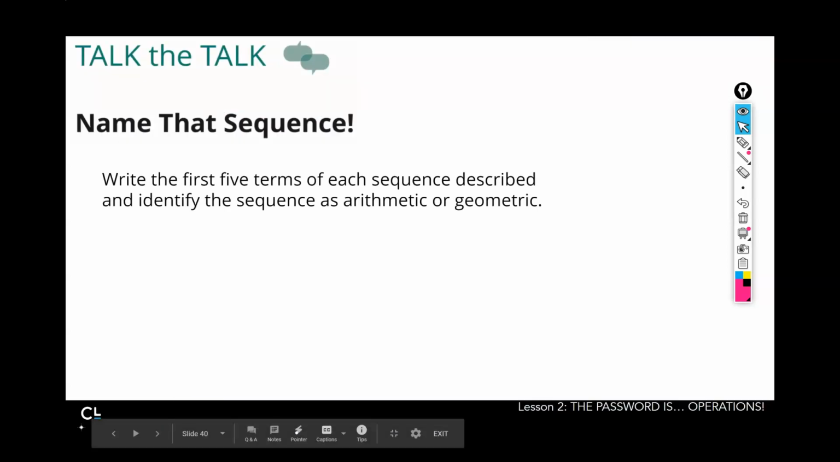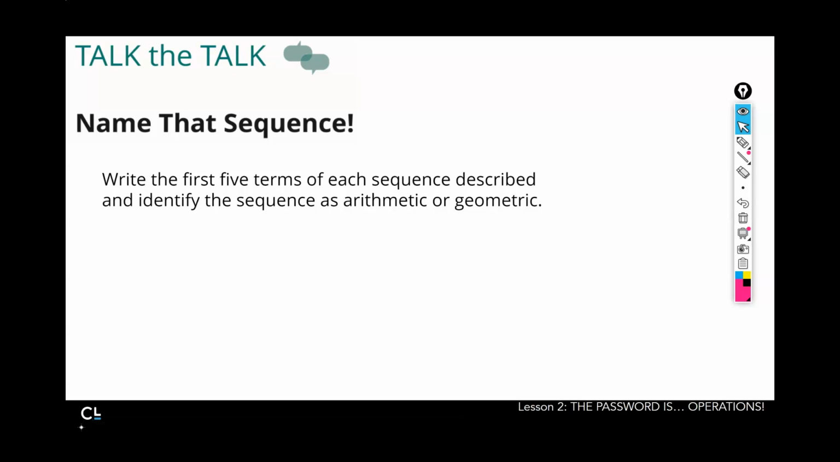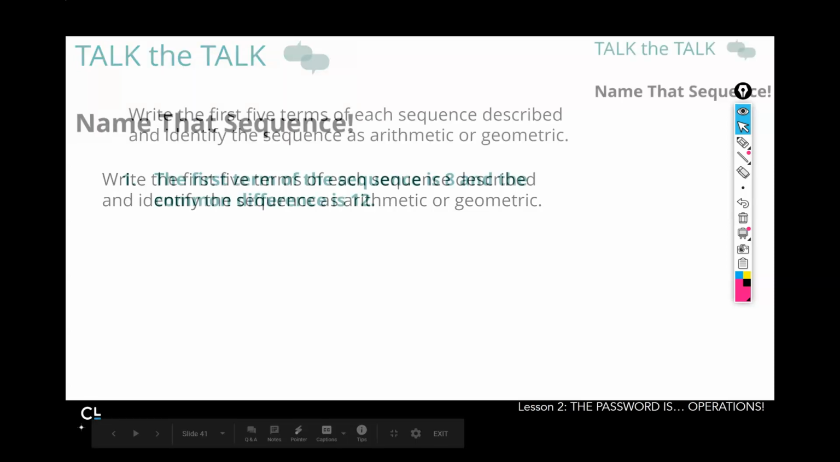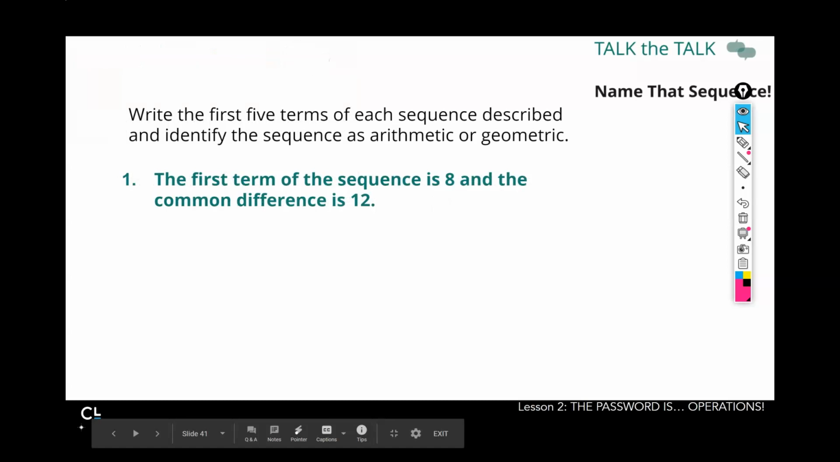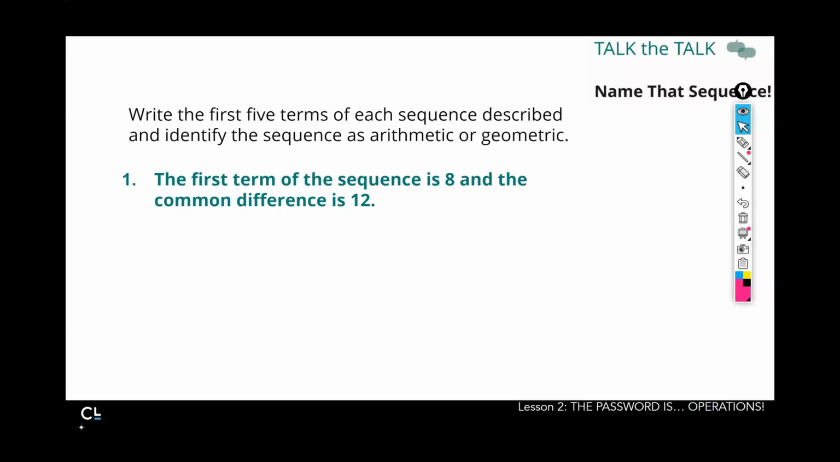Name that sequence. Write the first 5 terms of each sequence described and identify the sequence as arithmetic or geometric. Number 1, the first term of the sequence is 8 and the common difference is 12.